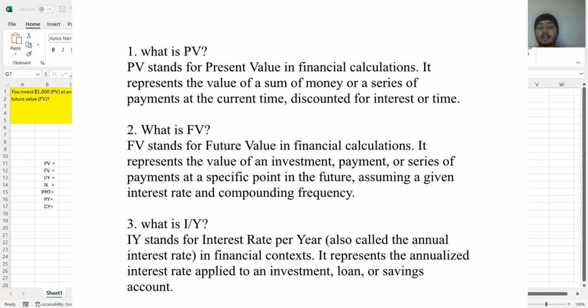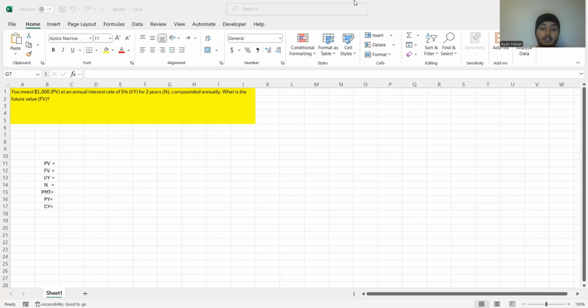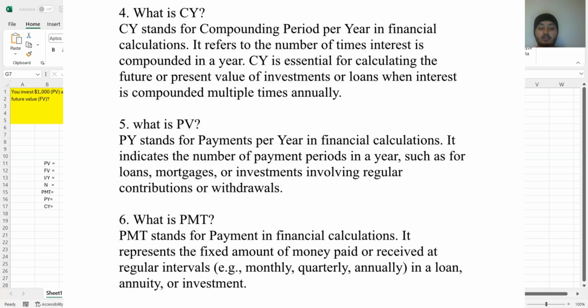And what is IY? IY stands for interest rate per year, also called the annual interest rate in financial concepts, and it represents the annualized interest rate applied to an investment, loan, or savings account. Next is CY. What is CY? CY stands for compounding periods per year in financial calculation, and it refers to the number of times interest is compounded in a year.